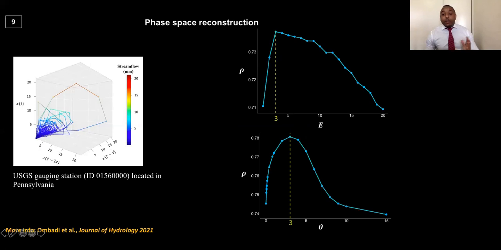Similarly, there is another parameter known as theta. And this theta is a nonlinearity index. And a value of theta that is equal to 0 means that the system is linear. As theta takes larger values, then the systems behave more nonlinearly. And similar to what we did with E, we can also take successive values of theta. And every time we make forecasts and then try to identify the value of theta that maximizes the forecast accuracy. So in this particular basin, both values of E and theta are equal to 3.